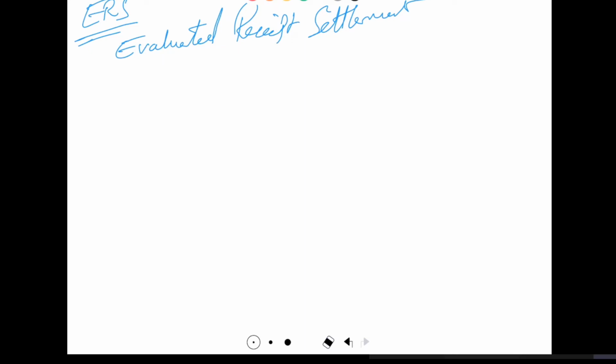So what do you mean by evaluated receipt settlement? Did anyone use this ERS in your system? Did anyone use the ERS here? No, right? Okay. So it's a simple concept, evaluated receipt settlement.